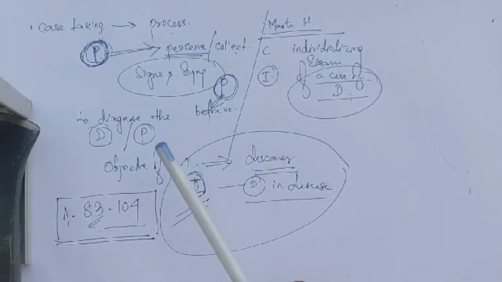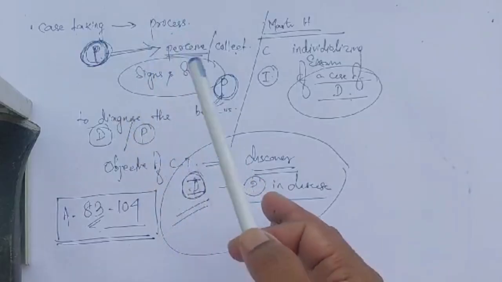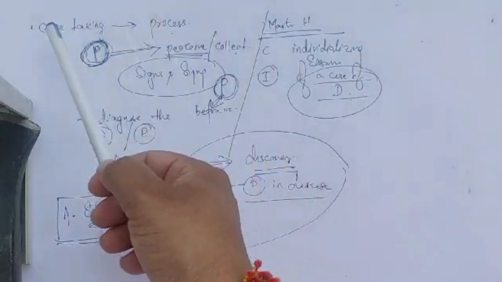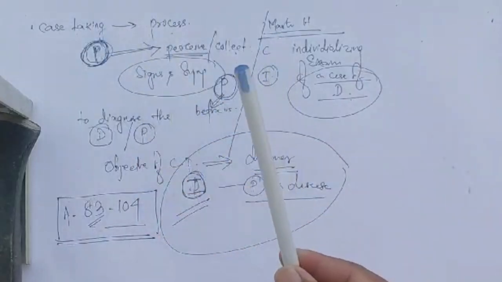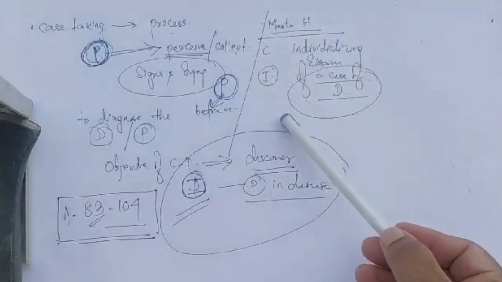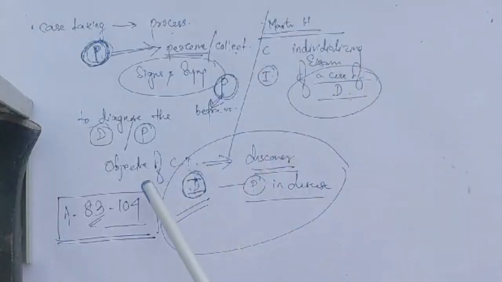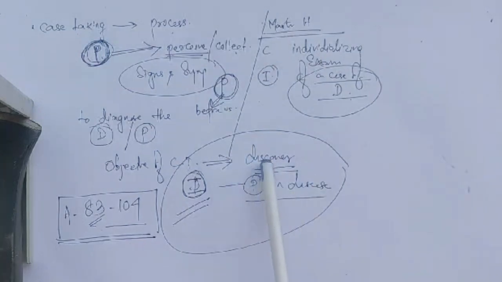So here we can get an MCQ or oral viva questions. What is case taking? You have to elaborate this. What is case taking according to Master Hahnemann? The individualizing examination of a case of a disease. And what is the objective of case taking? To discover the I of the person in disease, to discover the individuality of the person in disease. Very simple thing.